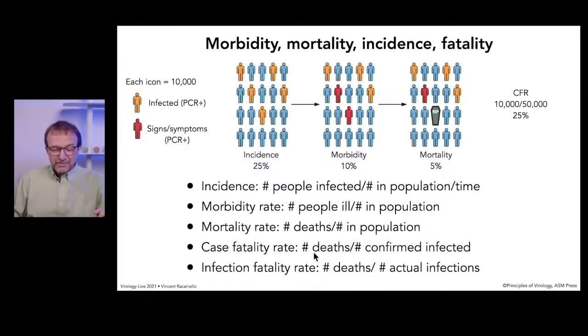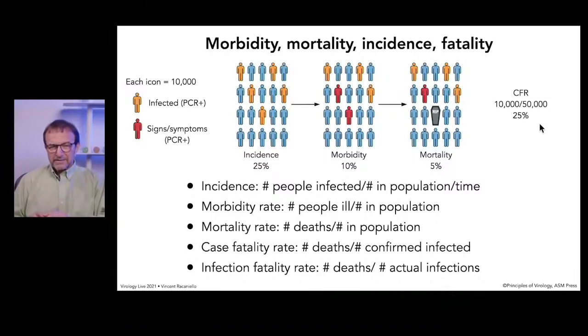Case fatality rate, the number of deaths over the number of confirmed infected, by PCR, so forth. CFR, so 10,000 deaths in 50,000 infections, that would be 25%. And that was a number bandied about extensively at the beginning of the SARS-CoV-2 outbreak. I'll get to that in a moment.